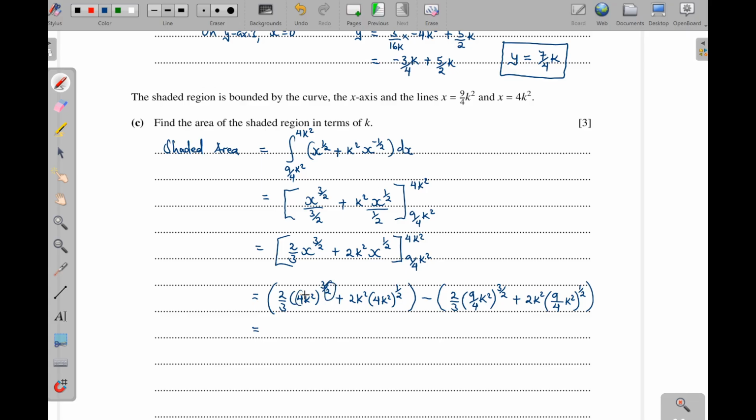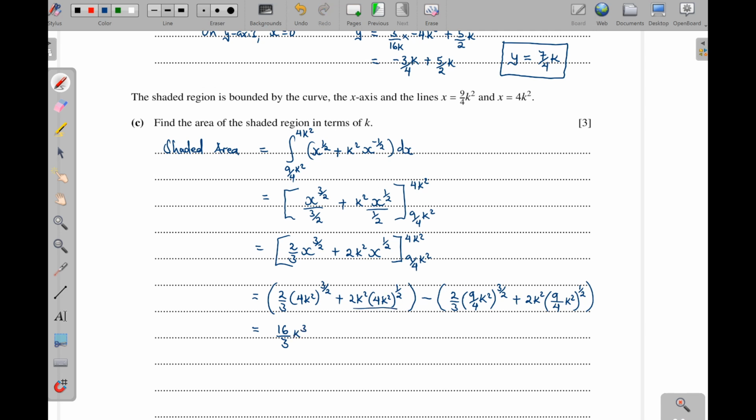Now we begin. Square root of 4 is what? 2. Then 2 cubed is 8. Not so? Then 8 times 2, that will be 16. So I will have 16 over 3. Then let's go to k. K squared here, the square root of that will give us k. Then cubed will be k cubed.